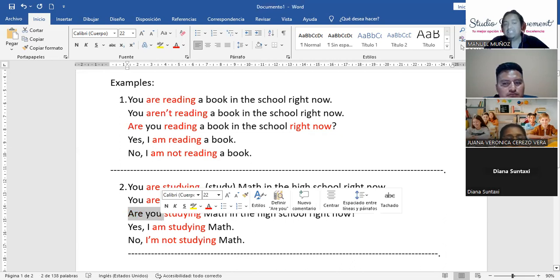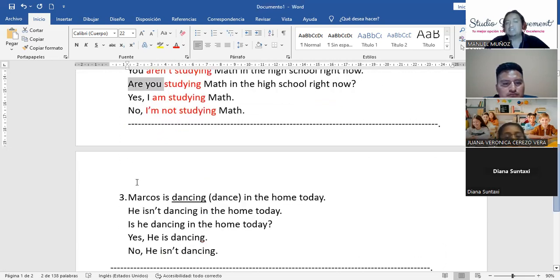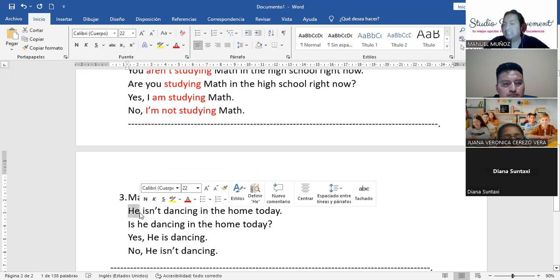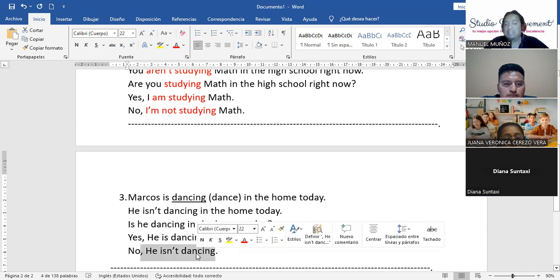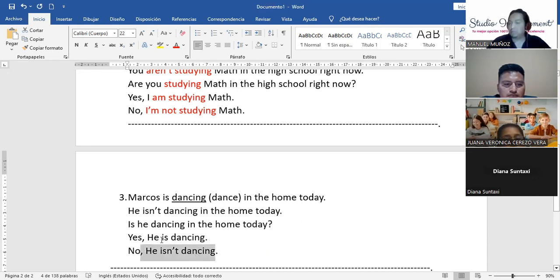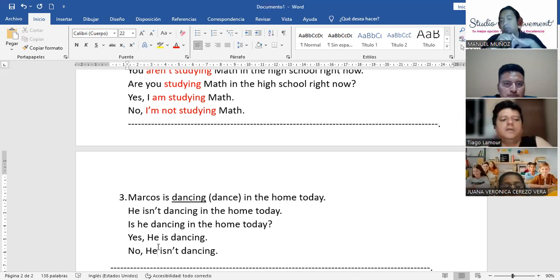Pero en el ejercicio que hicimos acá, si estoy hablando de Marcos, Marcos tiene su propio personal pronoun, que es he. Y el verbo is, ¿qué dice? ¿Está él bailando en la casa hoy? Sí, él está bailando. No, él no está bailando. No va a poner, sí, yo estoy bailando. Si te pregunta con he, va con he. Por eso es complicado mucho utilizar el I y el you. Se confunde mucho ahí. Pero hay que practicarlo y utilizarlo, Eduardo.